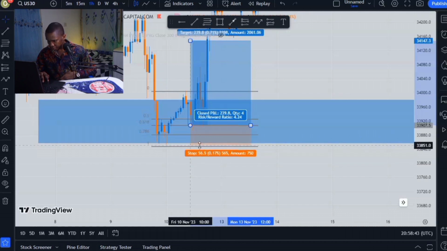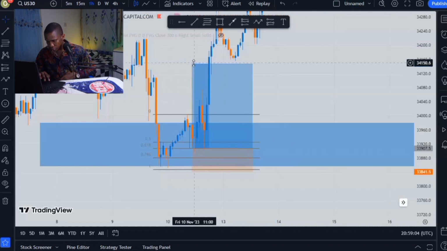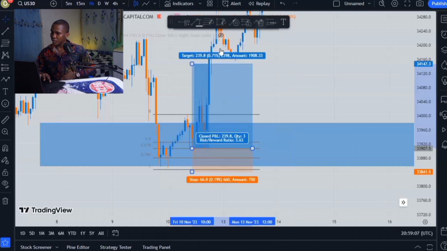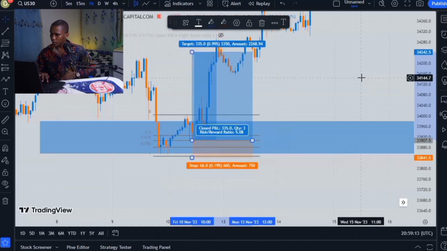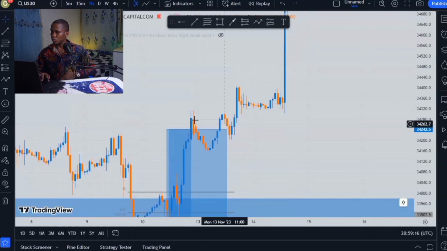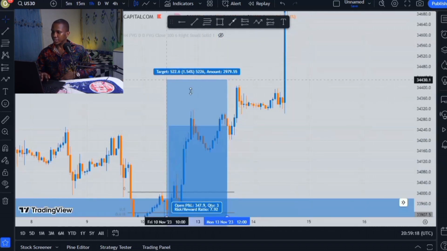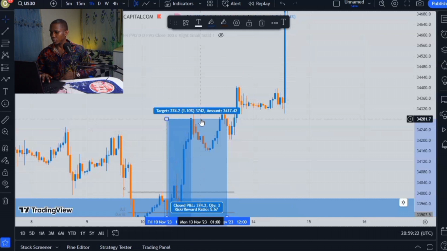And you don't tend to be greedy here. The market will give you more than that, but we just need a consistent 5 RR. That's how you become consistent, doing the right things over and over again. I see also right here the market will continue moving up with a 5 RR.